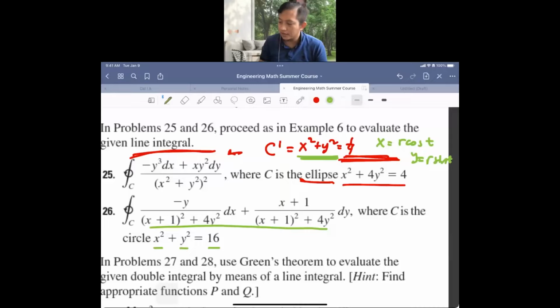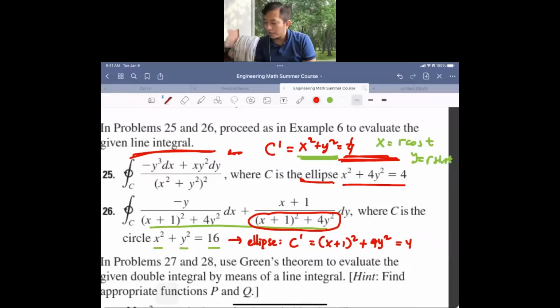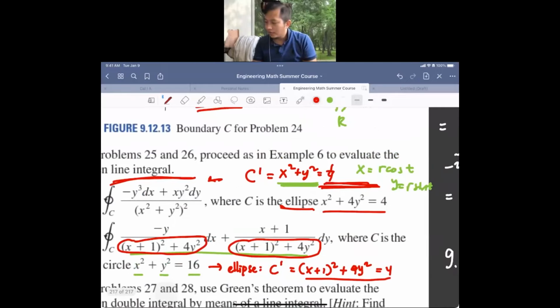this x squared plus y squared equals 16 also an ellipse, because we have this sides here. Okay, so if we can make the circle as an ellipse, let's say we have this another C, let's say C prime. Let's say the C prime is (x plus 1) squared, and then instead of y squared, we have 4y squared, and then equal to 4. Let's say this is our additional ellipse to help us to substitute this.